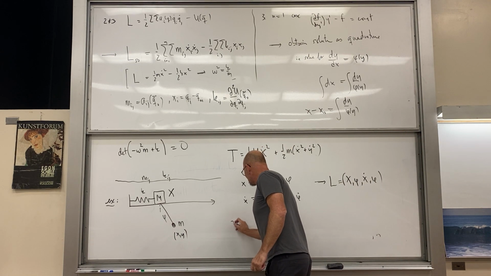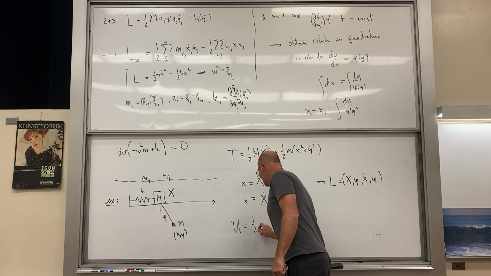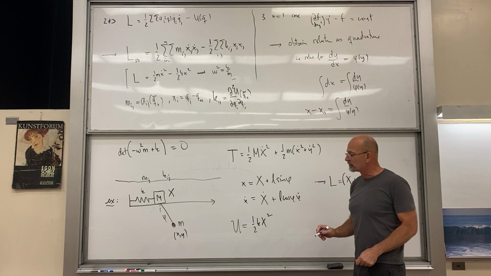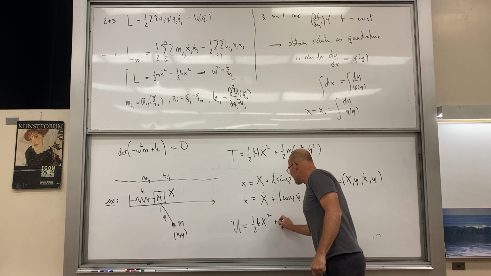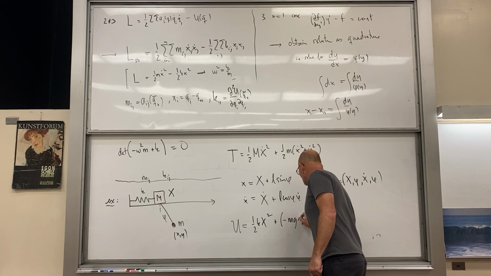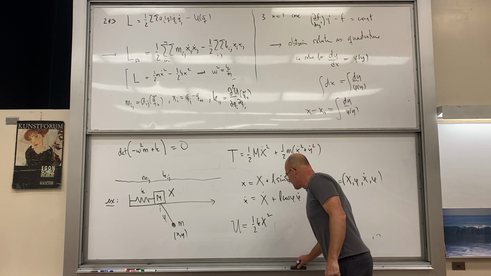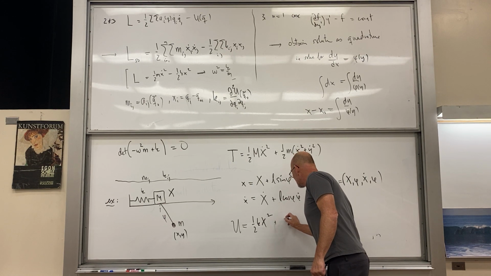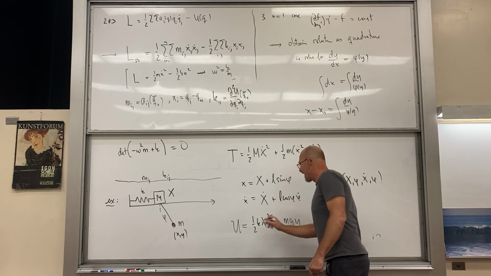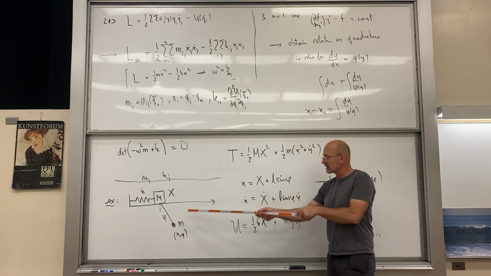By the way, same with the potential energy. First of all, half k x squared, that's fine, that's for the spring, but then you have a negative mgl cos phi, or actually, then you have plus mgy, okay, the potential energy of the pendulum there.